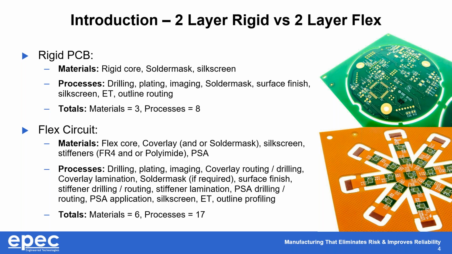The same applies if you have PSAs, where you'll have drilling and routing requirements to profile the PSA. You then need to manually apply the PSA to the part. Then you finish it off with the same silkscreen, electrical test, and outline profiling. But as a comparison, you can see the materials now increase on average from 3 of a rigid PCB to 6 for a flex circuit, and the processes have jumped up from 8 up to 17.